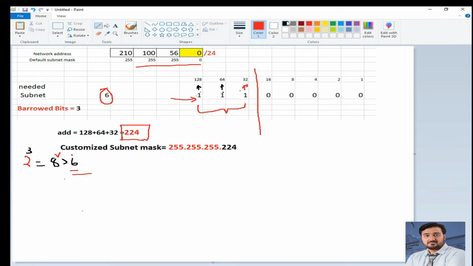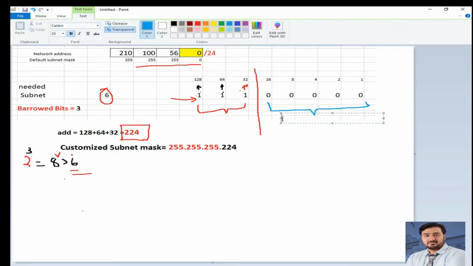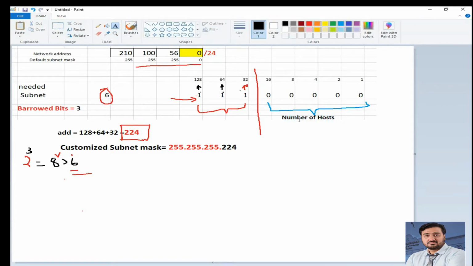Okay, this value, let me take some other color. This one is for the number of hosts. Let me write it here. So here is the number of host addresses. So these are the number of hosts.